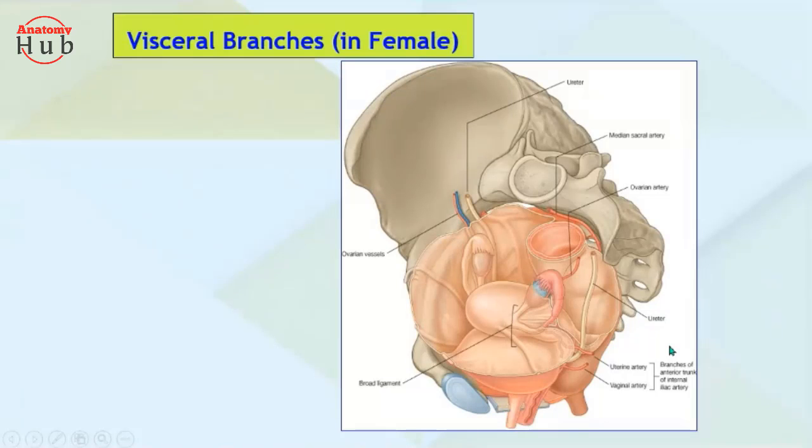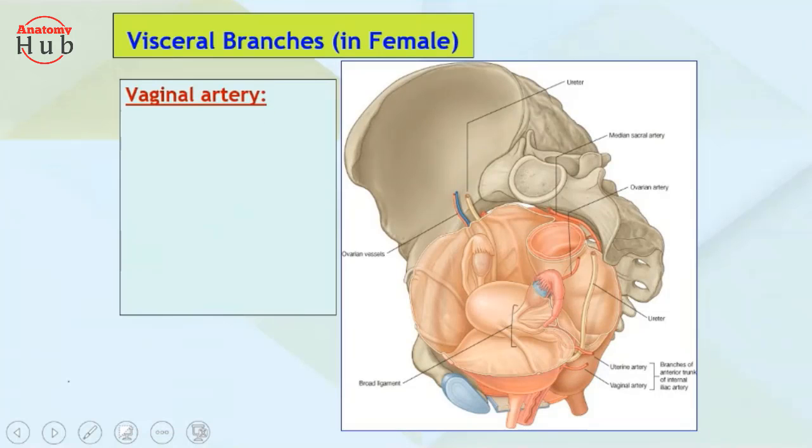Then here you will find the visceral branches in female, right? So as you know, this is the diagram. It is taken from your Grace book. So this diagram you will find there. Here you can see this is the uterus, and this is the cervical part of the uterus.